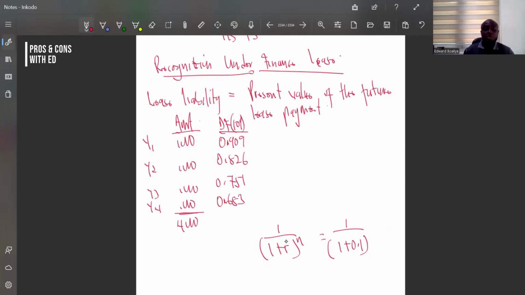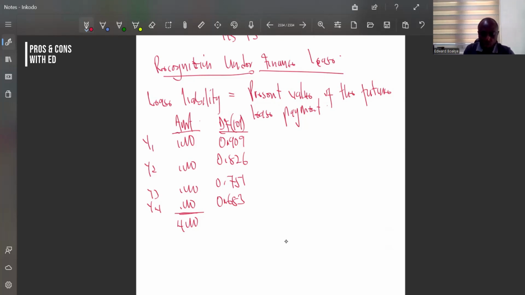Now, because the values we are paying are the same, someone may decide to use the annuity formula. But this is financial reporting, and you are looking at ticks. So if you have time, it's better you go with it like this and then get your rates.